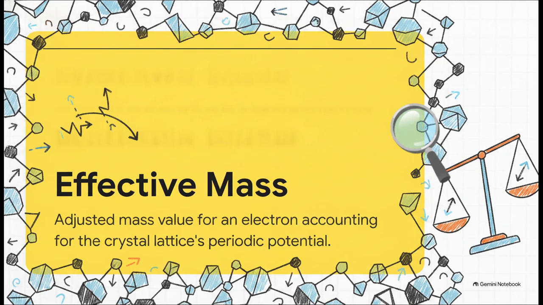But there's another quirk here. When these electrons and holes move, they aren't moving through a perfectly empty vacuum. They're navigating through a dense forest of atoms, that periodic potential we just talked about. Because these atoms get in the way, the electrons don't accelerate quite the way Isaac Newton would expect them to. But instead of throwing out the fundamental laws of physics, physicists just mathematically tweak the mass of the electron to make the equations work. We call this the effective mass. It's a brilliantly practical workaround that accounts for the drag of the crystal lattice.